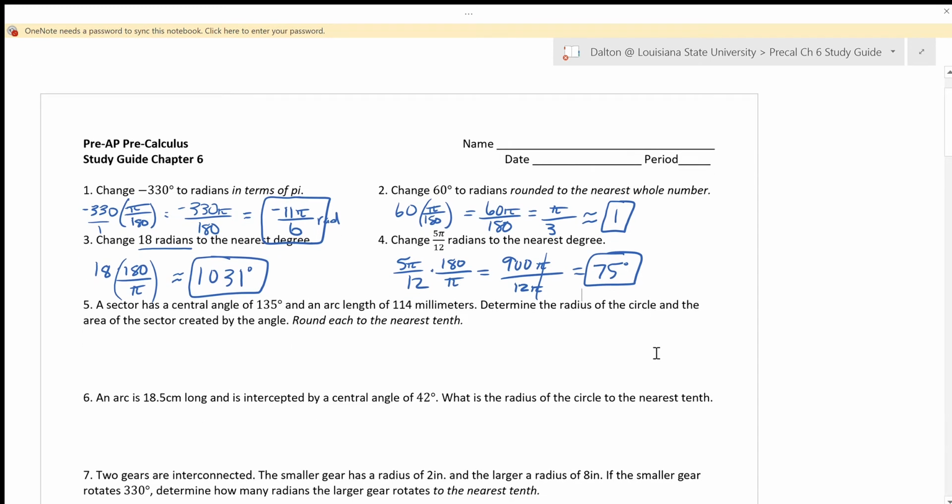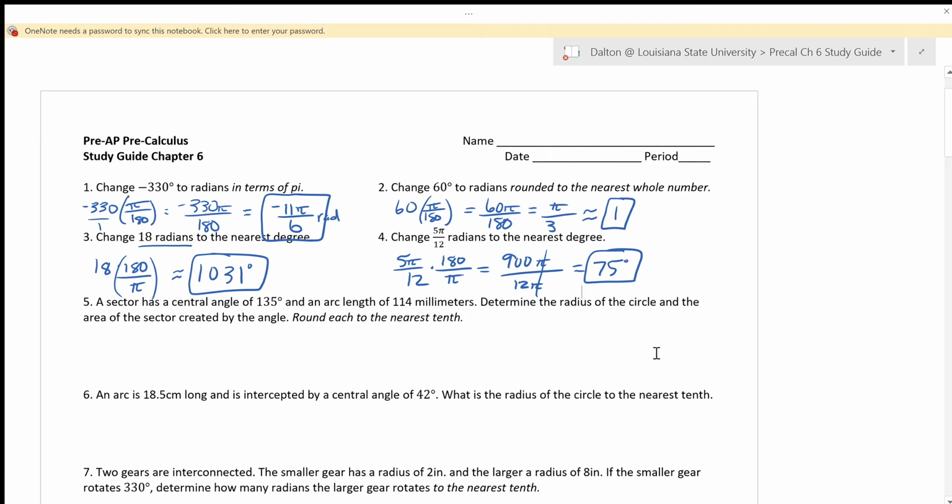Moving on, number 5. A sector has a central angle of 135 degrees and an arc length, that word is important, of 114 millimeters. Determine the radius of the circle and the area of the sector created by the angle. Round each to the nearest tenth. So this is a two-part question.